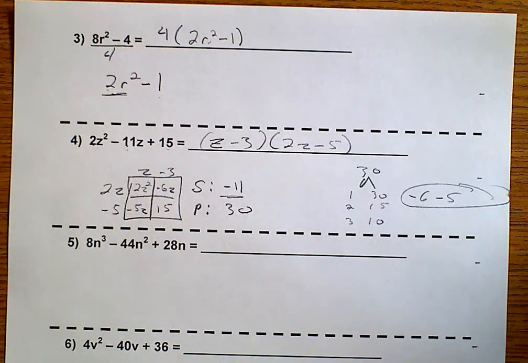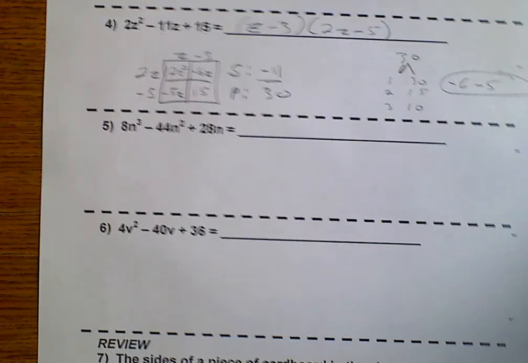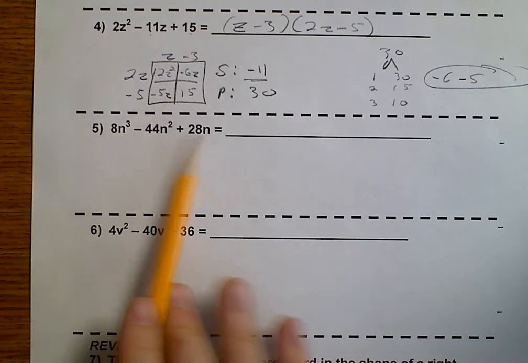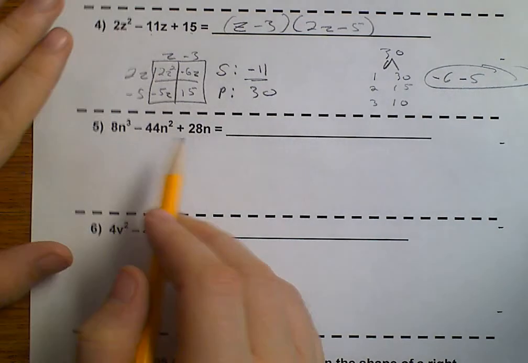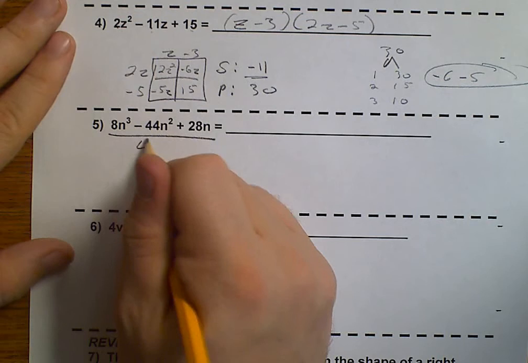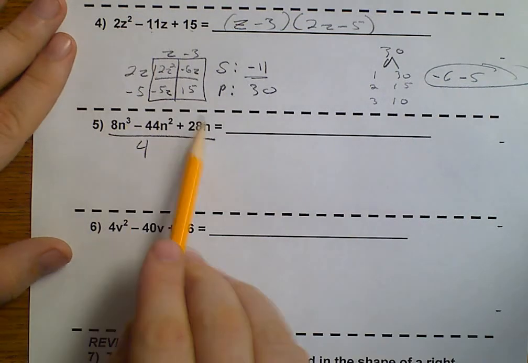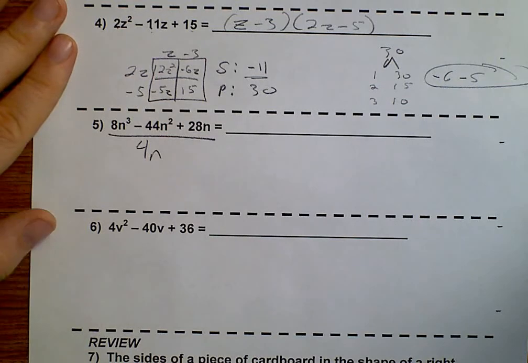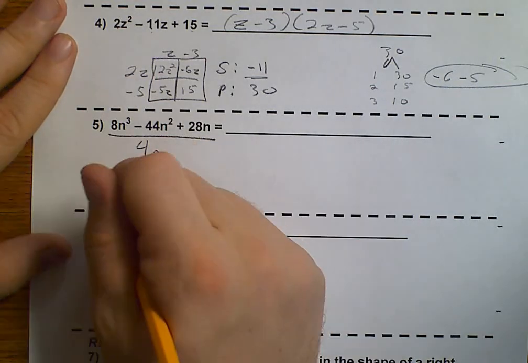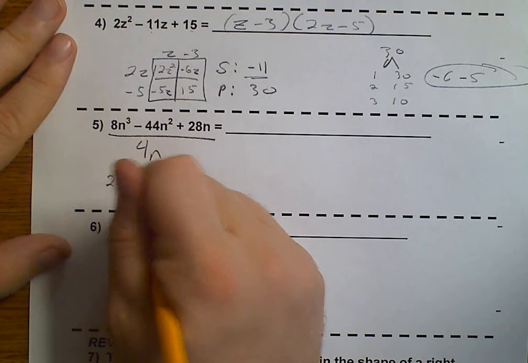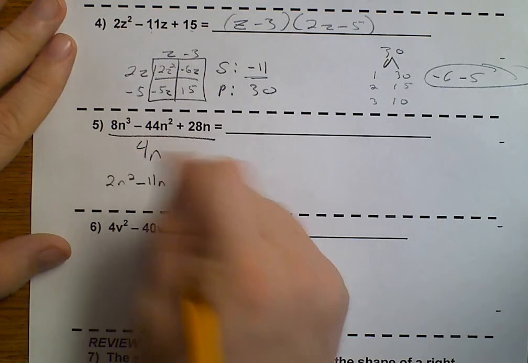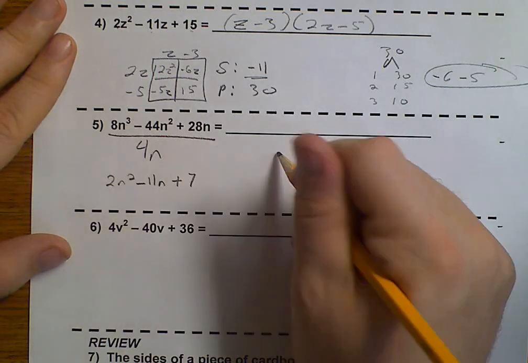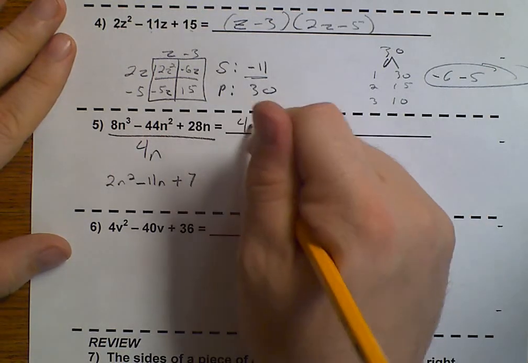Well, let's go ahead and take a look at number 5. I'm looking at number 5. I can't pull 8 out, but I can definitely pull 4 out of everything. And I can pull an n out of everything. And so what this gives me is 2n squared minus 11n plus 7. So I pulled the 4n out, so it goes ahead and goes in my answer.